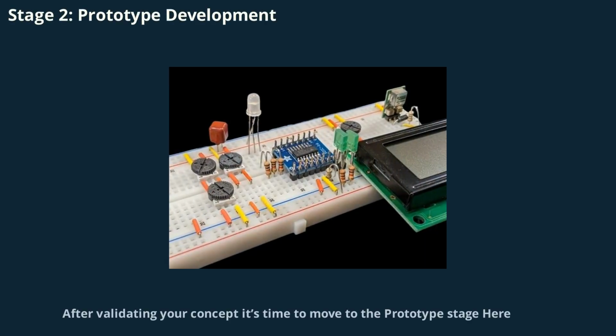After validating your concept, it's time to move to the prototype stage. Here, you'll develop a custom PCB and select the right components for your design. This phase is about refining your hardware, improving ergonomics, and making the device look and feel more like a finished product. Prototyping bridges the gap between a rough idea and a market-ready solution.